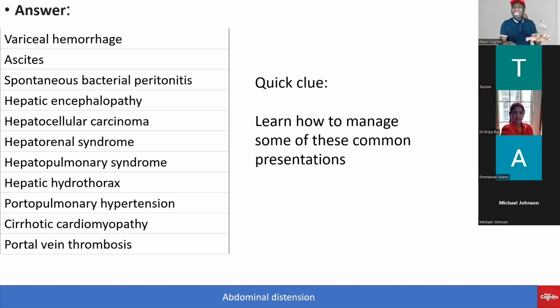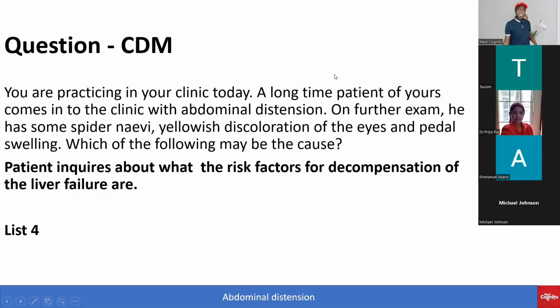When it comes to hepatic hydrothorax and the rest, I wouldn't waste my time there. But if I know how to manage variceal hemorrhage, ascites, spontaneous bacterial peritonitis, and hepatic encephalopathy, I am in good company. So you see the approach we are using when you are dealing with objectives. Don't just read, but rather read and apply. Put yourself in the examiner's situation, because the MCC has given you the objective. Now, if I were an examiner, how would I set a question? All right, okay, good, let's go on.